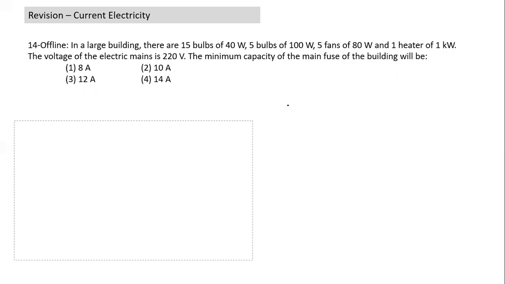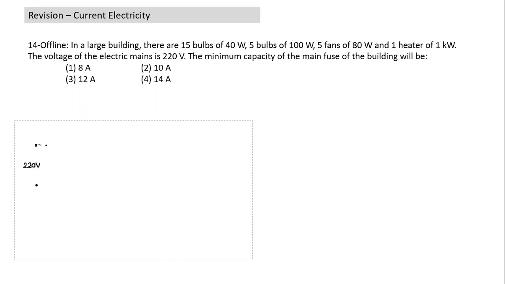Something about fuse connection in a large building. This is also a question which has come. Basically, how does any building function? You have a supply source, and you have to visualize it as an AC source, but let's try and understand it. The supply source maintains a potential difference of 220 volts.